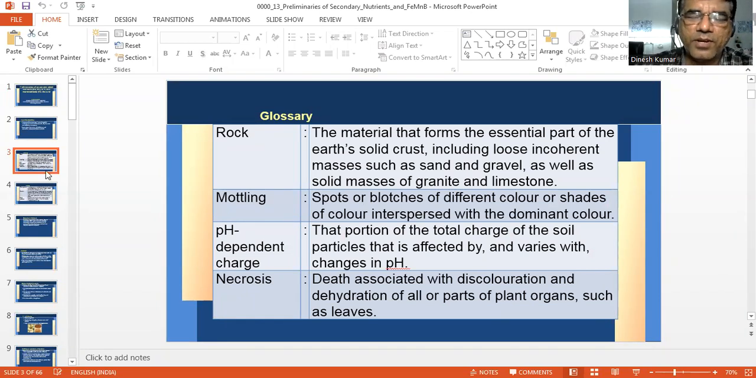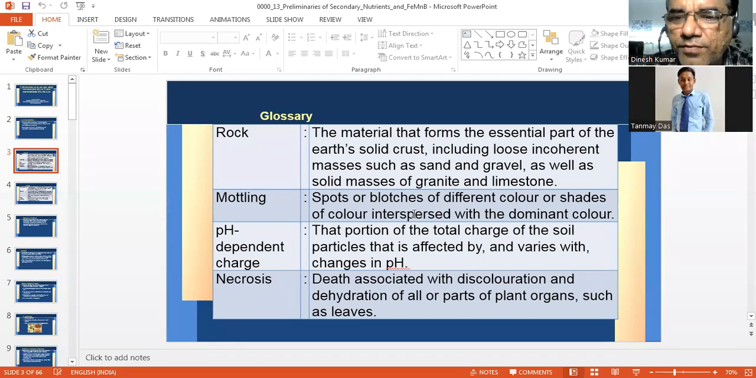Mottling is important. Many times you will hear mottling. Mottling is a kind of symptom of nutrient deficiency. Mottling means spots or blotches of different color, or shades of color interspersed, a kind of mosaic, interspersed with the dominant color. I read again, mottling is spots or blotches. Blotches are also spots, of different color or shades of color interspersed, means mixed with the dominant color. That is mottling.